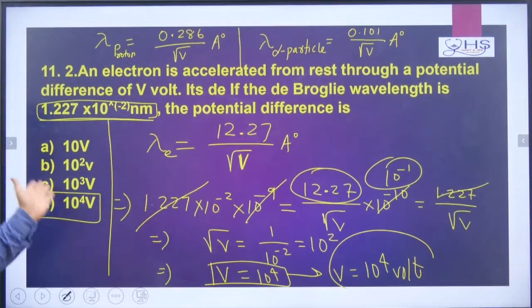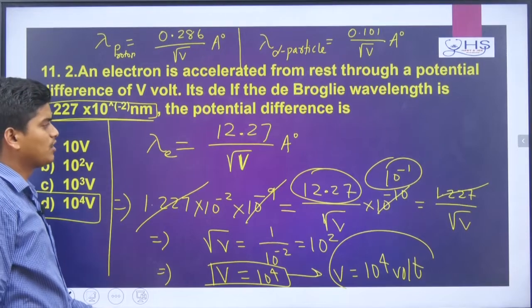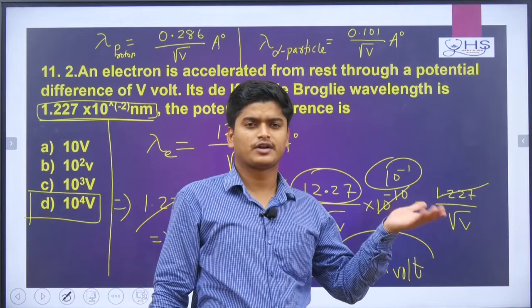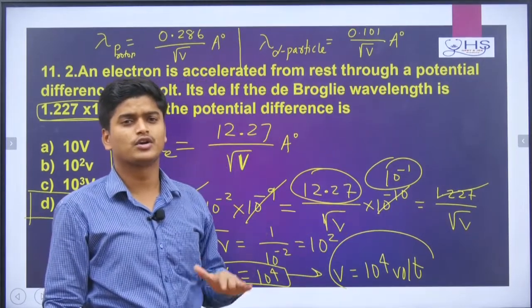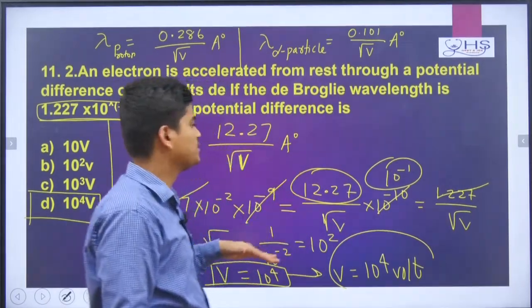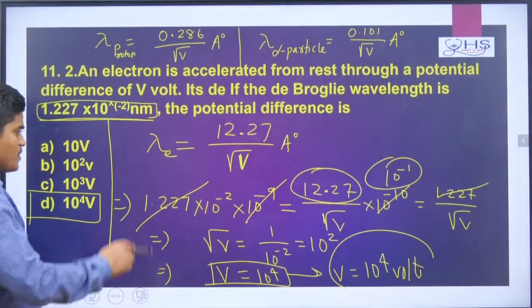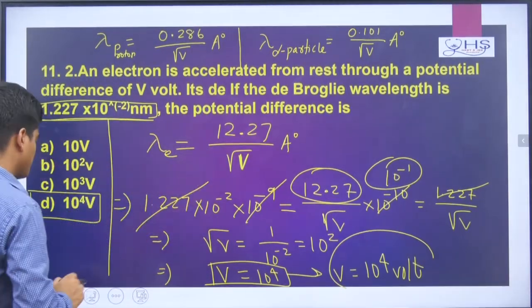Now next we will go to the next question. You will understand based on this formula, lambda equal to h by p, or h by mv, or h by root under 2meV, or h by root under 2mqV. Okay. So here this is for electron, just remember.